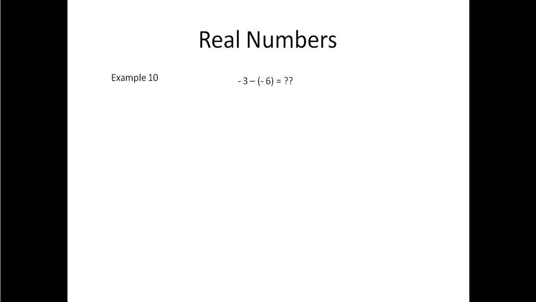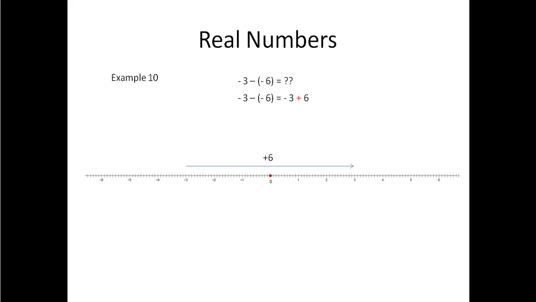Now here is another example. Minus 3 minus minus 6. Now we're going to change this to minus 3 plus 6. And on the number line, we start with minus 3, and we move forward 6 steps from minus 3. I end up on 3, and I conclude that minus 3 plus 6 is equal to 3. Of course, minus 3 plus 6 can also be written as 6 minus 3, which is equal to 3.